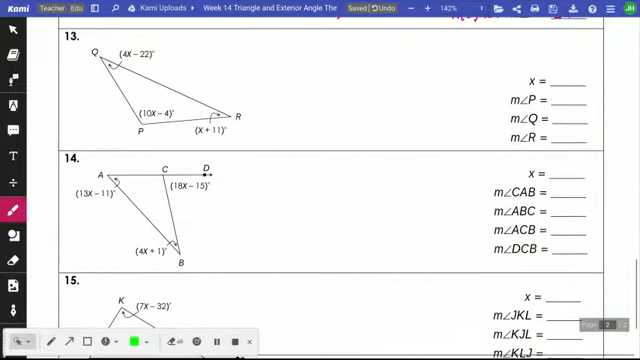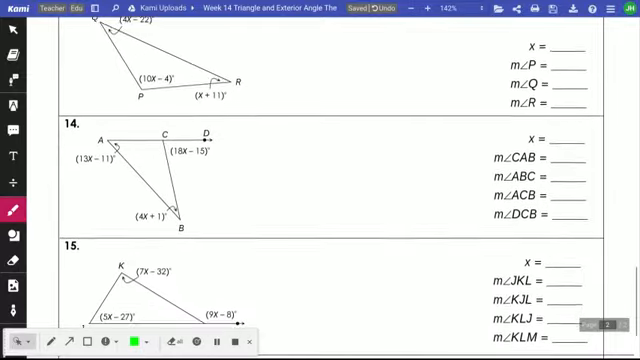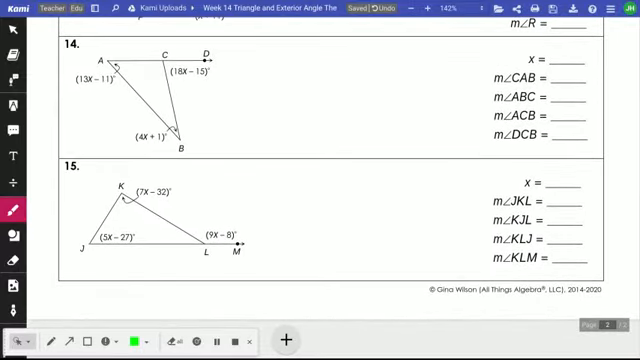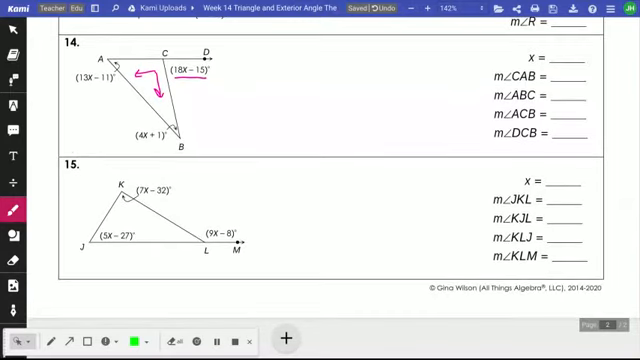13 will be much like that if you notice they're all 3 interior angles of a triangle. If you look at 14, we do have an exterior angle of a triangle. Okay, this angle here is not inside the triangle, and we have the 2 opposite interior angles, meaning that we will be able to use the exterior angle theorem. The exterior angle theorem says the exterior angle, in this case 18x minus 15, is equal to the sum of the opposite interior angles, which is 13x minus 11 and 4x plus 1.